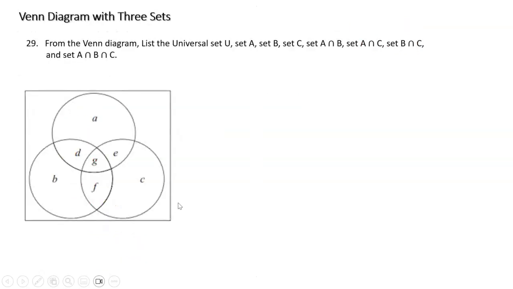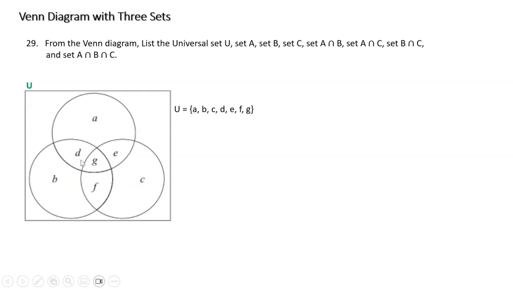Okay, now this is number 29, also from that section. They give you a Venn diagram and it says list the universal set, set A, set B, set C, and the intersection of sets A and B, the intersection of A and C, the intersection of B and C, and the intersection of all three, A, B, and C. Okay? So this is my universal set, right?